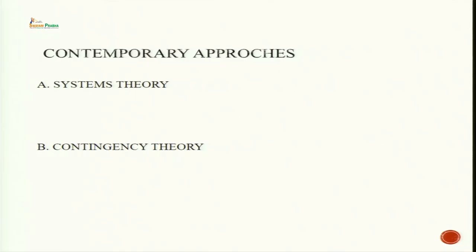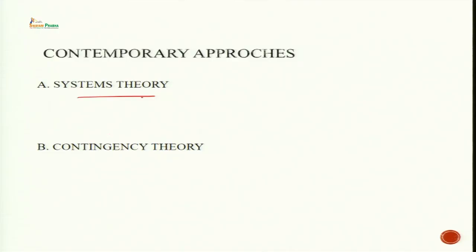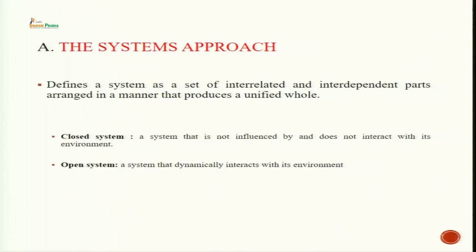Now, moving on to the contemporary approaches. What are the contemporary approaches? We have two contemporary approaches to understand here. One is the systems approach, the other one is the contingency approach. Let us understand these two approaches in detail. In this approach, the management views the organization as a complex and unified system composed of several interrelated and interdependent subsystems. So here we are talking about a set of interdependent and interrelated systems.